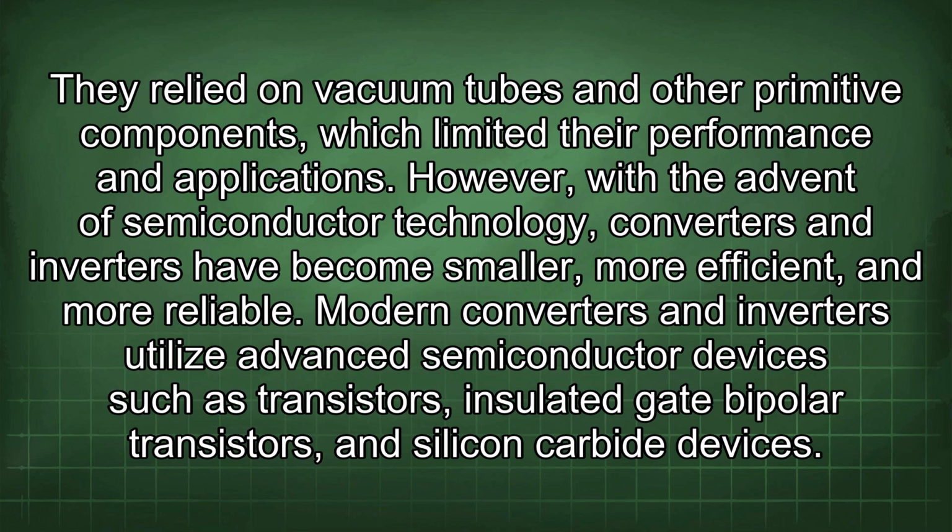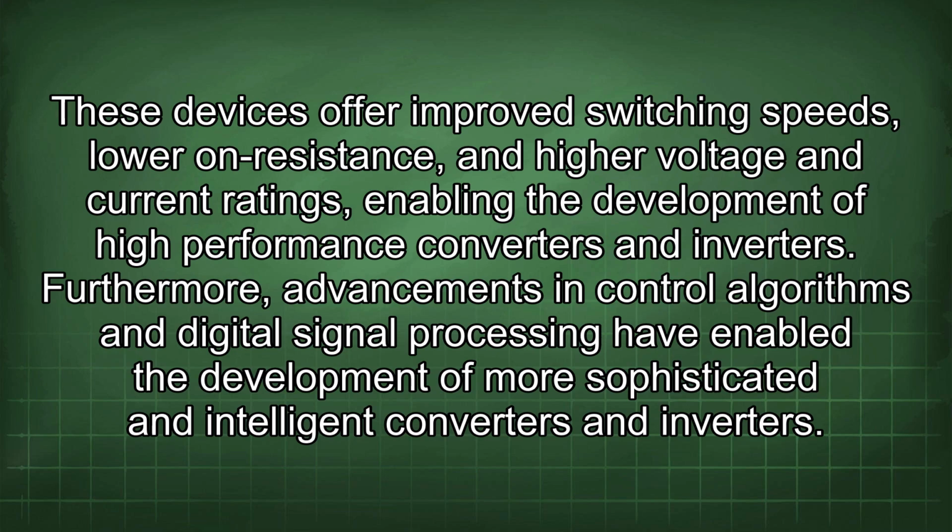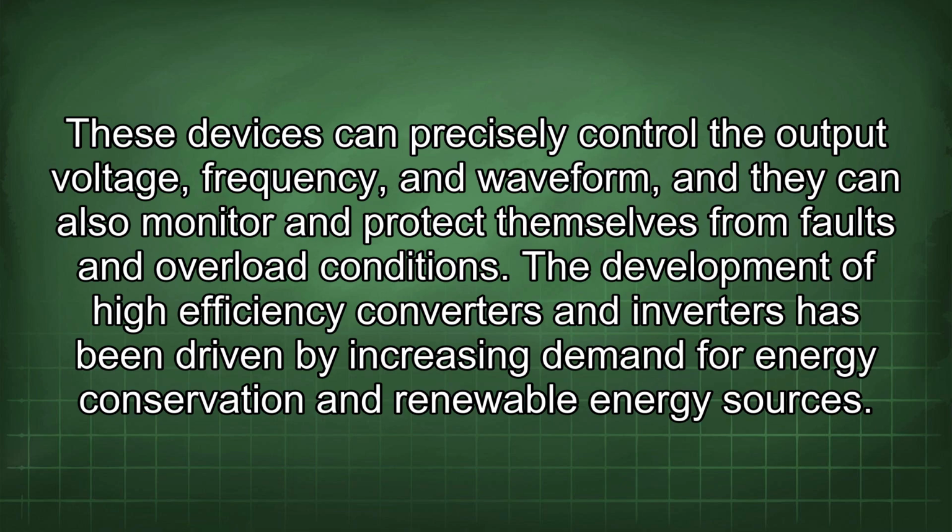Modern converters and inverters utilize advanced semiconductor devices such as transistors, insulated gate bipolar transistors, and silicon carbide devices. These devices offer improved switching speeds, lower on-resistance, and higher voltage and current ratings, enabling the development of high-performance converters and inverters. Furthermore, advancements in control algorithms and digital signal processing have enabled the development of more sophisticated and intelligent converters and inverters. These devices can precisely control the output voltage, frequency, and waveform, and they can also monitor and protect themselves from faults and overload conditions.